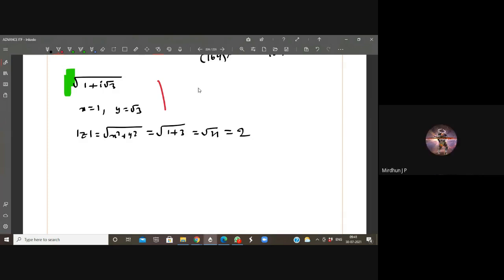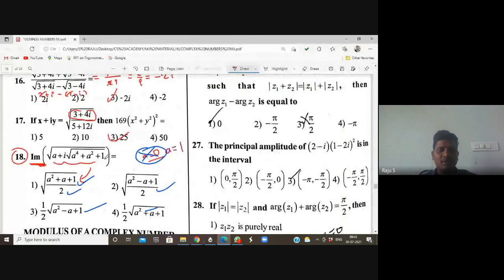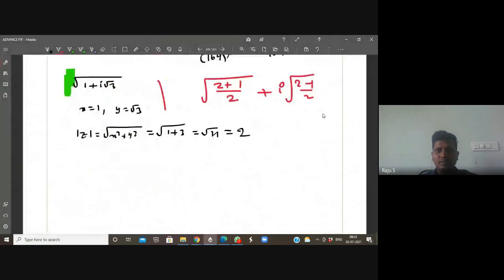You can substitute the same values in the options. Square root of this modulus 2 plus 1 by 2 plus iota times of 2 minus 1 by 2. Like that, we will get. The same A values you can substitute in the following options. So you'll get the imaginary part. This part alone we require. We don't want this because they are asking for the imaginary part. What is the imaginary part? 1 by root 2.